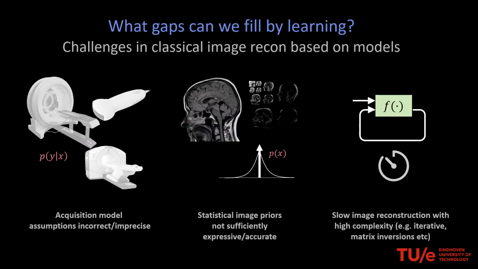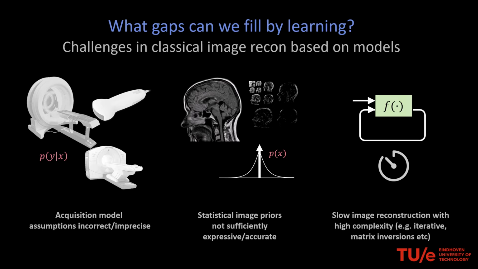Now, what gaps can we fill by learning? In other words, what are the challenges in classical image reconstruction based on our models? We can have flaws in the acquisition model, where some assumptions are incorrect or imprecise. In the MAP framework, you would then say that p(y|x), our likelihood model, is wrong.